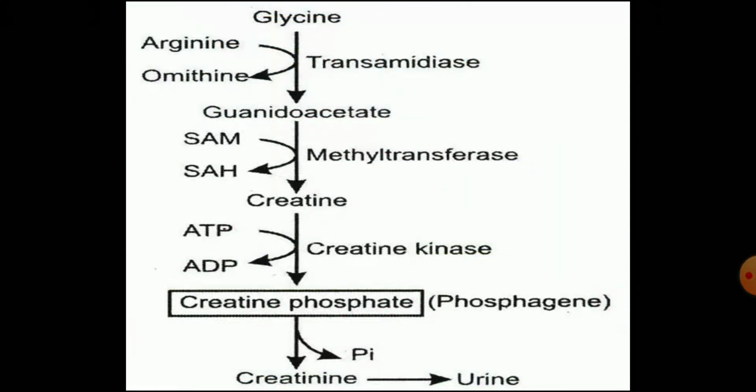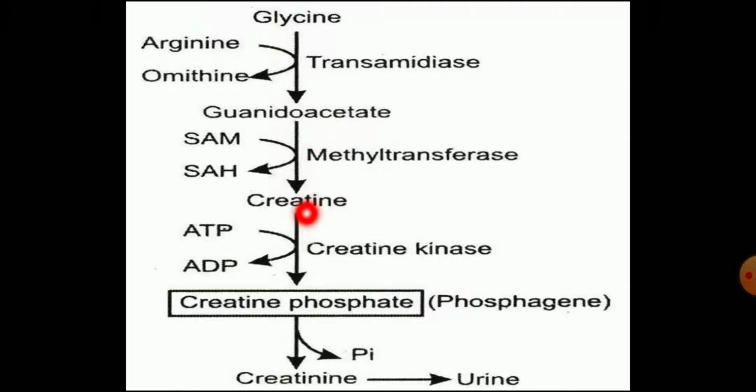So the whole pathway is: glycine first combines with arginine, guanidinoacetate is formed and ornithine is released by the transaminase enzyme. Then a methyl group is donated by S-adenosyl methionine to form S-adenosyl homocysteine, and the enzyme is methyl transferase. Guanidinoacetate is converted to creatine.